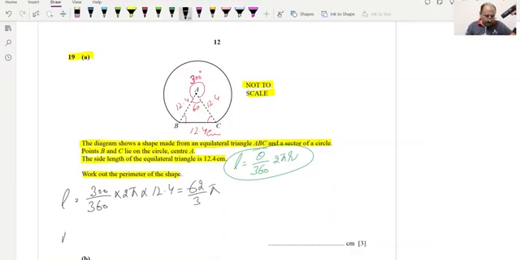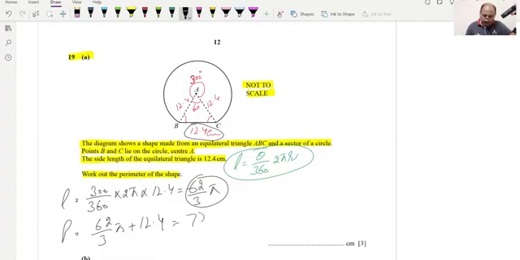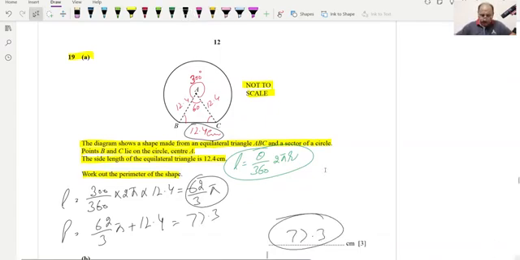So the perimeter will be this length plus this length, 12.4. So we will write 62 by 3 pi plus 12.4. This will be the perimeter. So in this one, we will add plus 12.4, and this will give us 77.3 up to 3 significant figures. We got this answer. Hopefully you understood this.